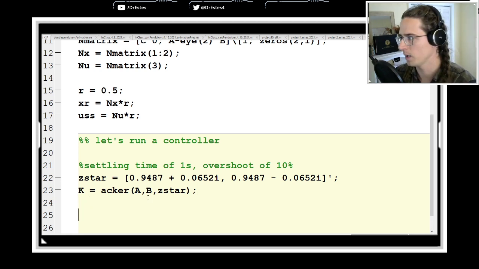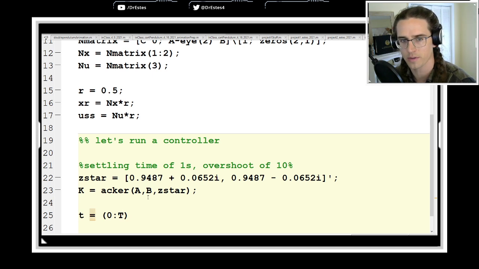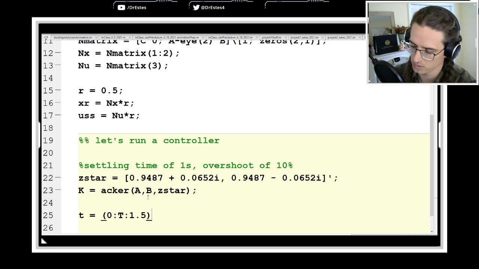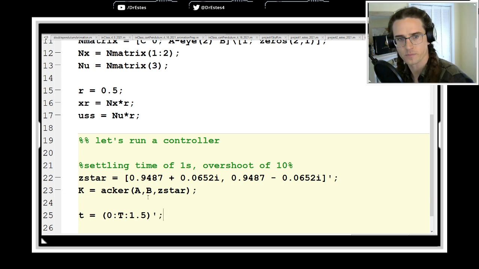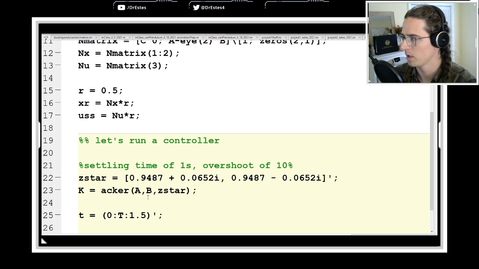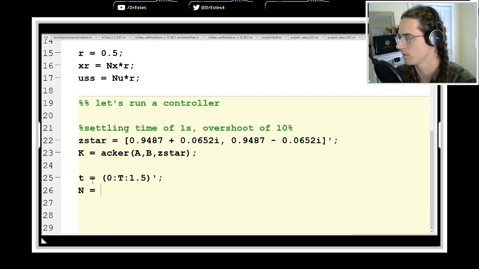But for now, okay, so let's choose the time we're gonna simulate. We're gonna start at time zero. We're gonna go in increments of our sampling period. And because this system should settle in about 1 second, I'm just gonna go a little bit past the settling time. So I'll go to 1.5 seconds. Boom, and I made it a column. So that's our time. So the number of samples in our simulation, I just like to do this. It's gonna be the length. So this just gives you the number of samples or elements in this vector.